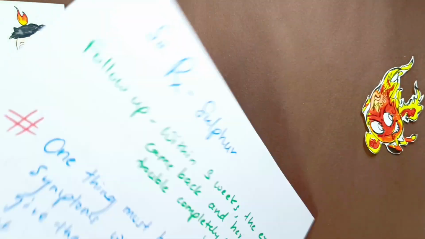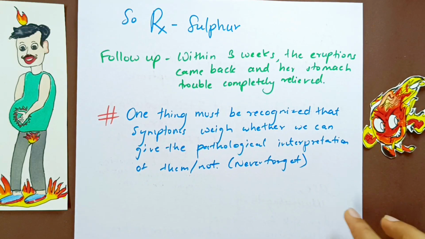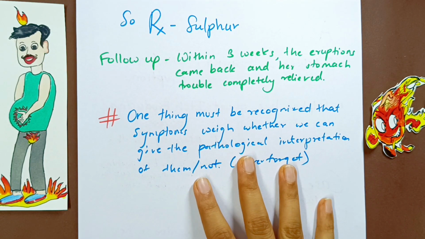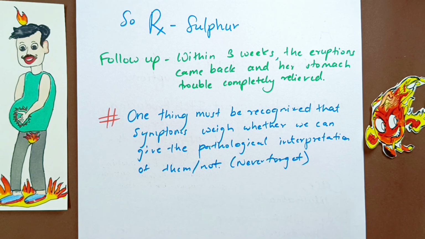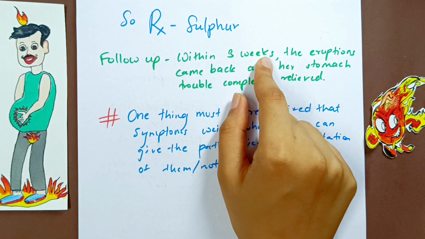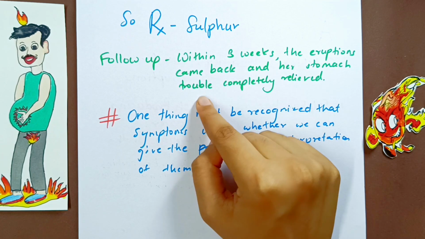What happened next? The treatment that Dr. Nash gave was obviously sulfur, and why he did that, he has already explained to us through the whole content of this remedy, why he came to sulfur. So what happened after giving sulfur? Follow-up within 3 weeks was that the eruptions came back and her stomach trouble was completely relieved.